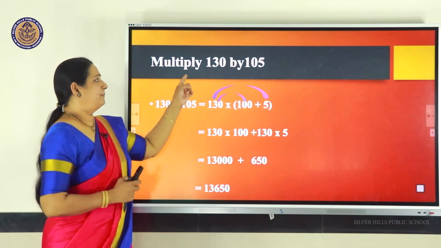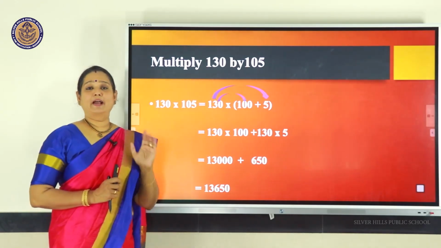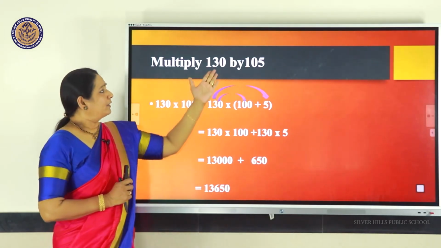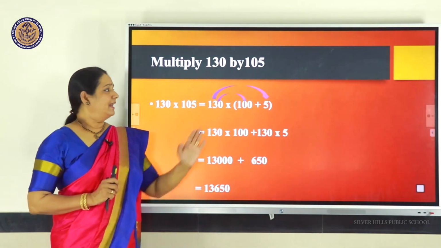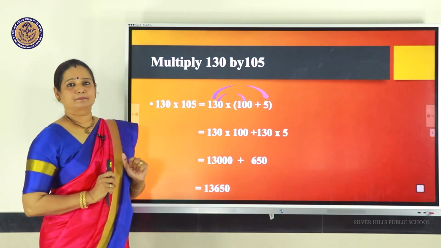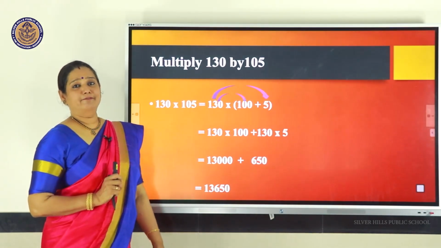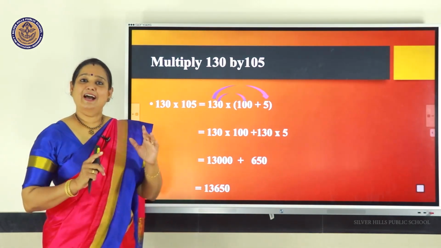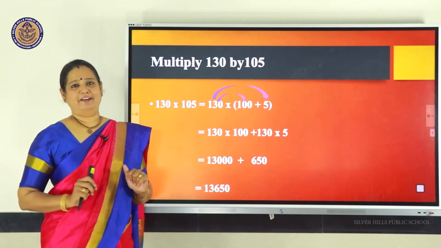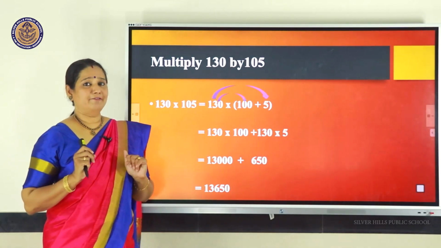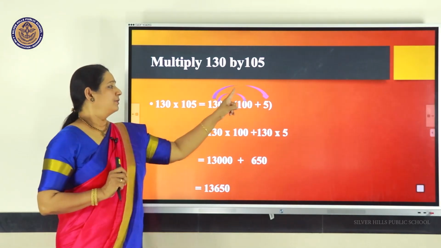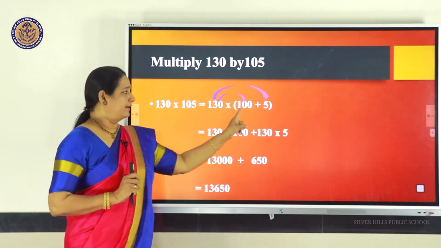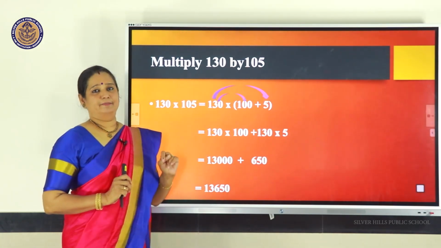Multiply 130 by 105. You can break either 130 or 105. It is up to your wish. Let us break 105. How will you break 105? 105 is 100 plus 5. See, 130 into, you put the bracket, 100 plus 5.